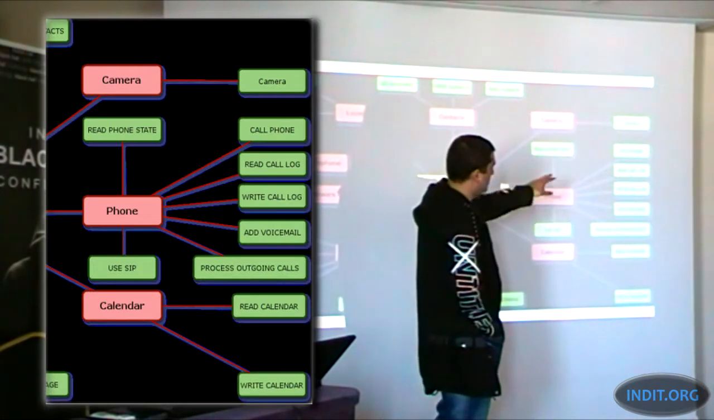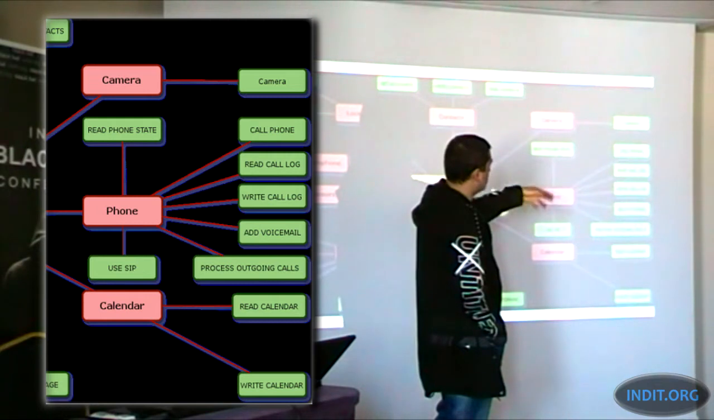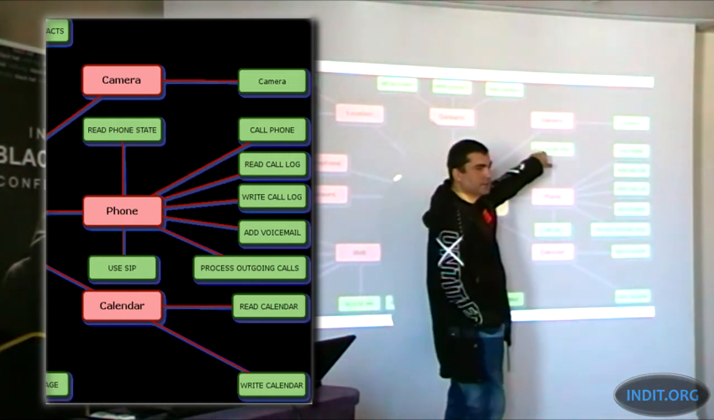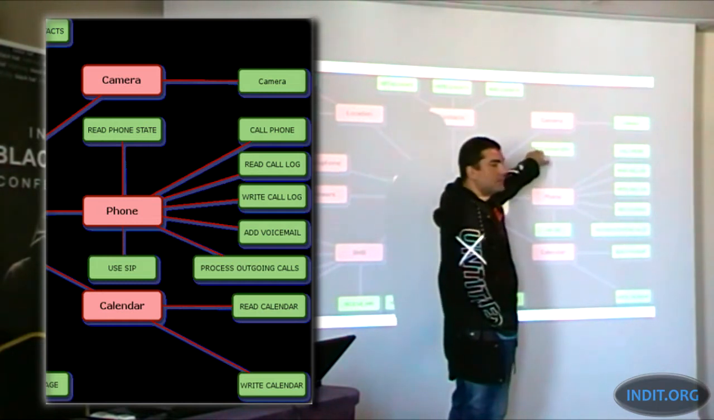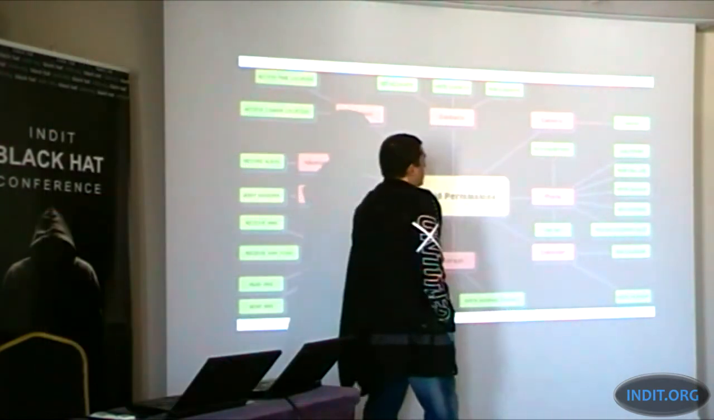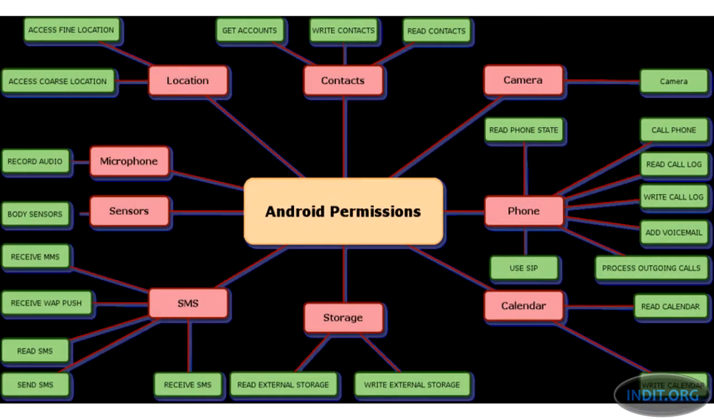phone features. It's reading call log, writing, making phone calls, voicemails, reading phone state. This specific reading phone state, even the new versions of Android, do not show the user that an application wants access to this thing. Using a camera, reading contacts, getting accounts, accessing location. Very interesting. Questions?